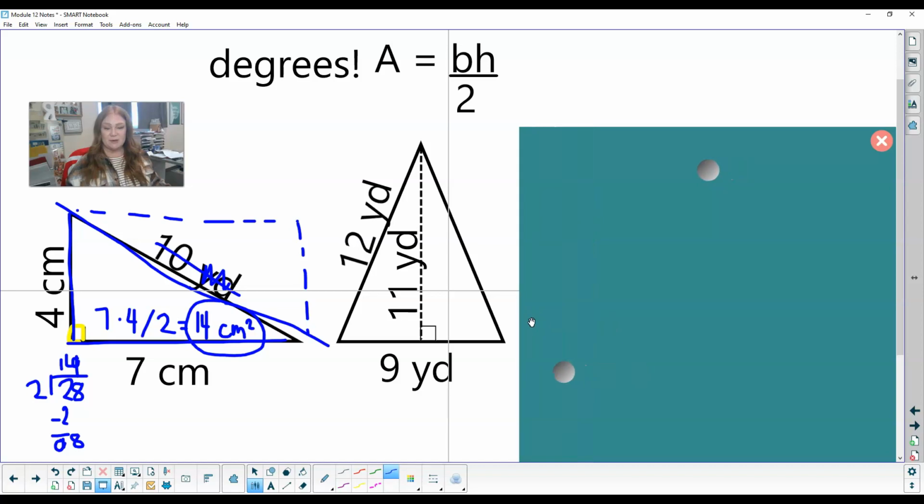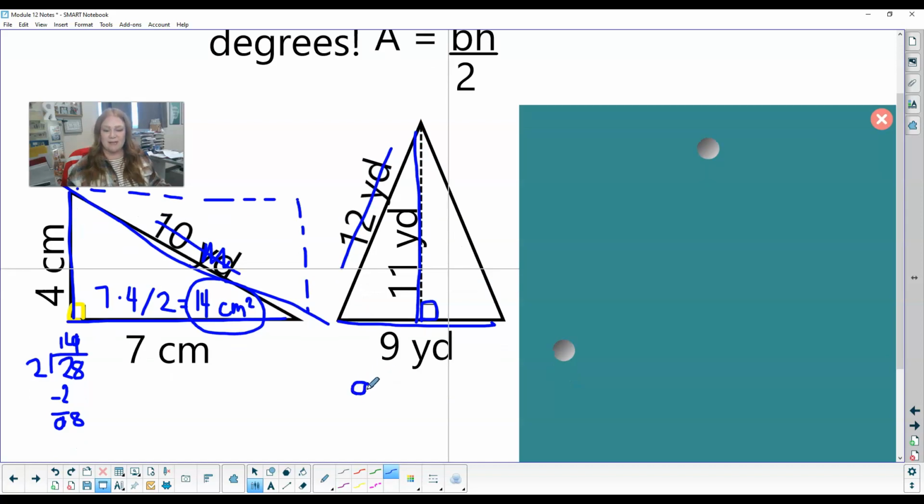So let's try another one here. So we are looking first for that height, which I can see here. So here's my base and my height. So I don't need this one. So I have 9 times 11, base times height, and then we're going to cut it in half. So 9 times 11 is 99, and we're dividing it by 2.